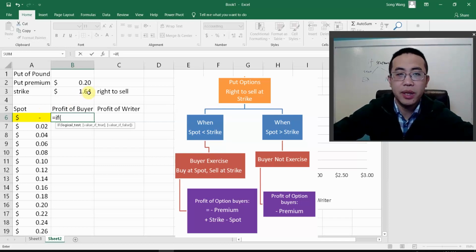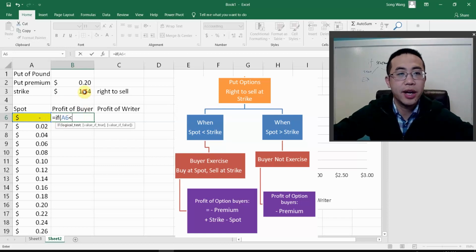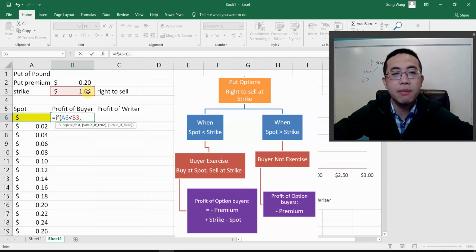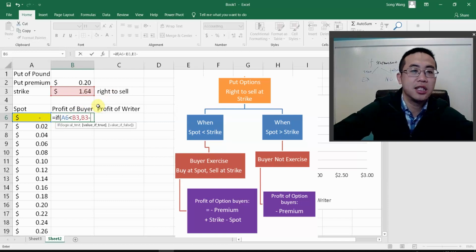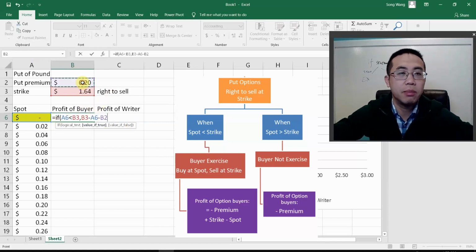So the profit of the put option is basically determined by the spot rate going lower. All right, so let's see if the spot rate is lower than the strike. Then the option buyer would choose to exercise the put option, and they will sell at 1.64, so that's positive, and simultaneously buy at the spot, and definitely they would pay the put premium. So that's when the spot rate goes lower, that's when profit is made by the put option buyer.